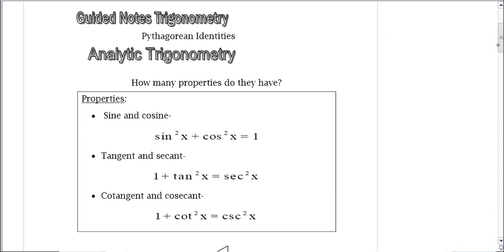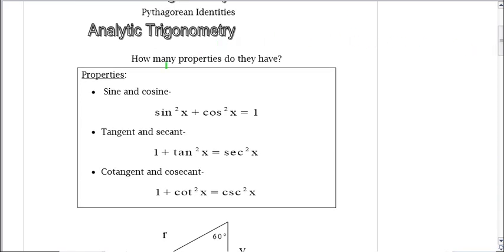So here they are. How many properties do they have? Three. So basically, the sine and cosine property: sine squared x plus cosine squared x is equal to 1. I'm going to show you this in a second. And through this one, we can get the rest of the two that are left.